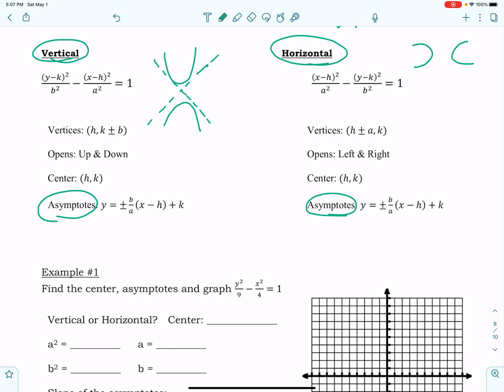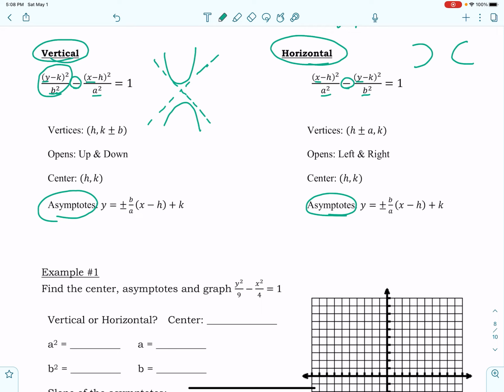Okay, so the very first thing we're going to do is look at these equations. Notice that A is always under X and B is always under Y. Also notice that in hyperbolas, the initial fraction is positive, and then the next one is negative, okay? That is a key for determining whether you have an ellipse or a hyperbola, because in an ellipse, your two fractions are always positive, and in a hyperbola, you always have one that's negative.